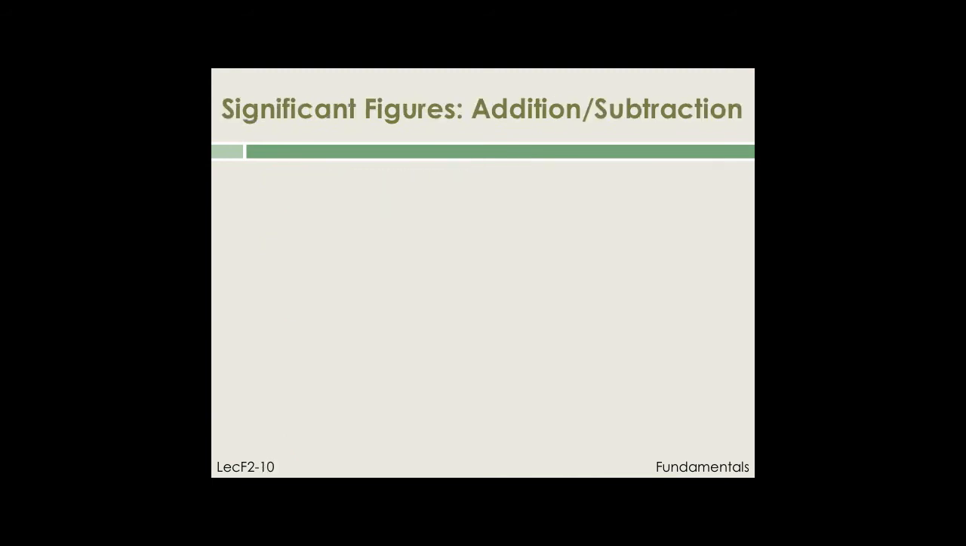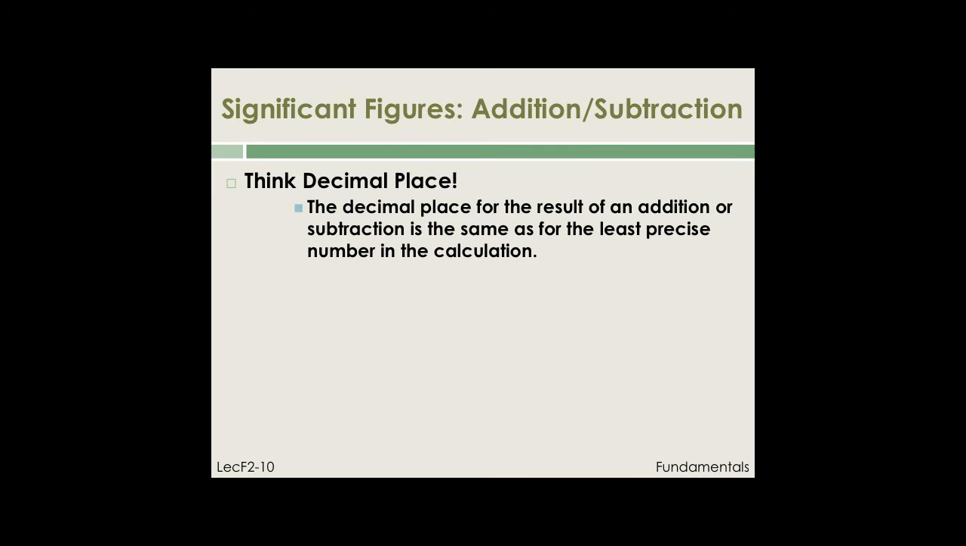Let's now review the rules for determining the number of significant figures in the results of additions and subtractions. For additions and subtractions, you need to think decimal place. Indeed, the decimal place for the result of an addition or a subtraction is the same as for the least precise number. Let us look at the following example. Using your calculator, when you add 4.46 to 312.1, you obtain 316.56.